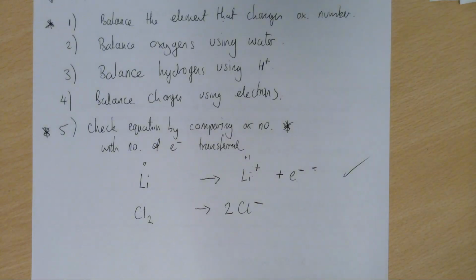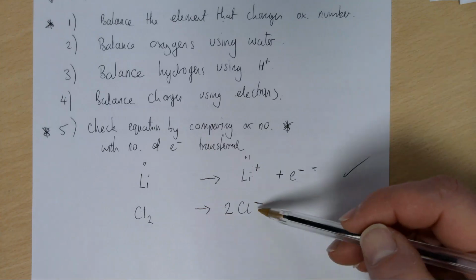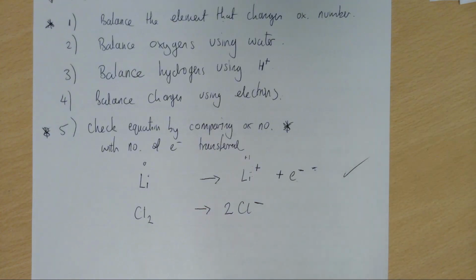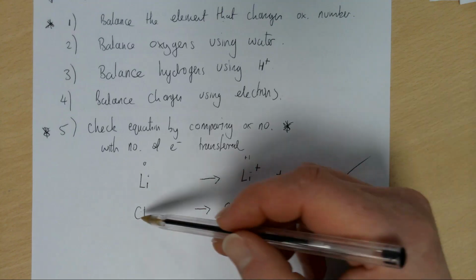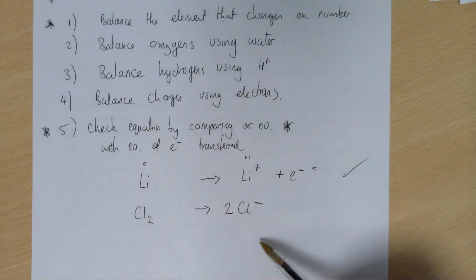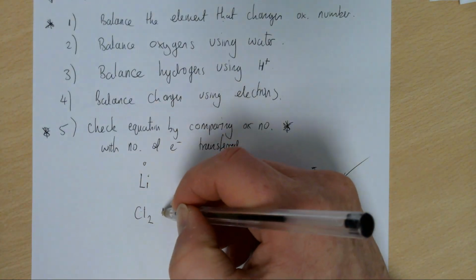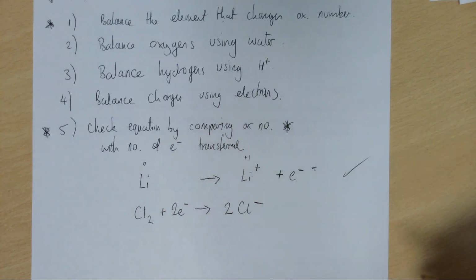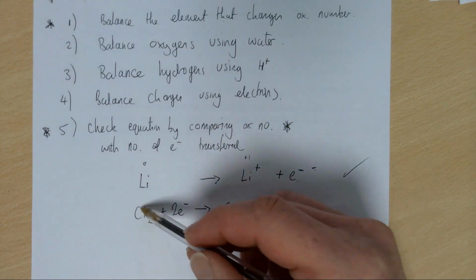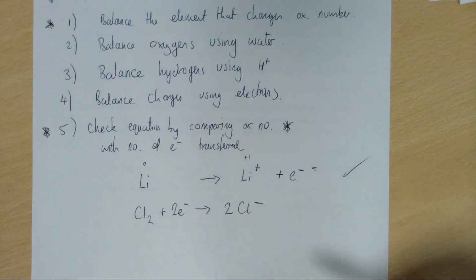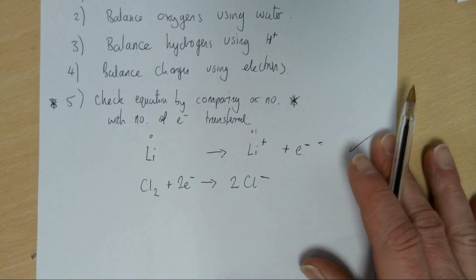But we've got to balance the charges using electrons. We put the electrons on the more positive side, as always, which is the left hand side, which has got a charge of 0. The right hand side's got a charge of -2. So we're putting 2 electrons over here. 2 electrons required to reduce 2 chlorine atoms to 2 chloride ions.